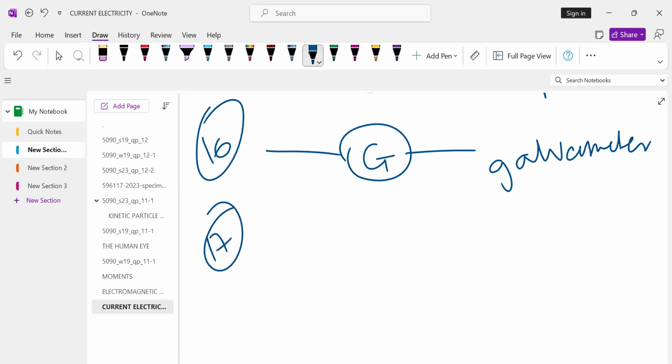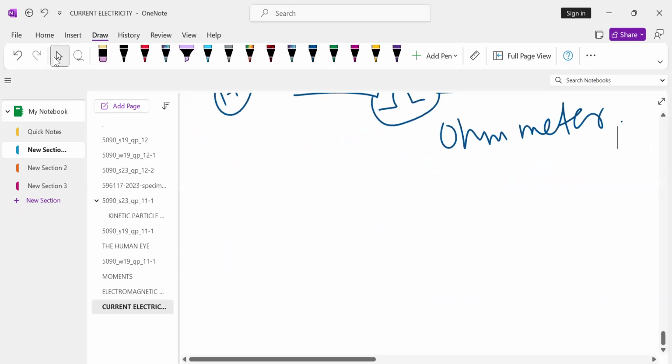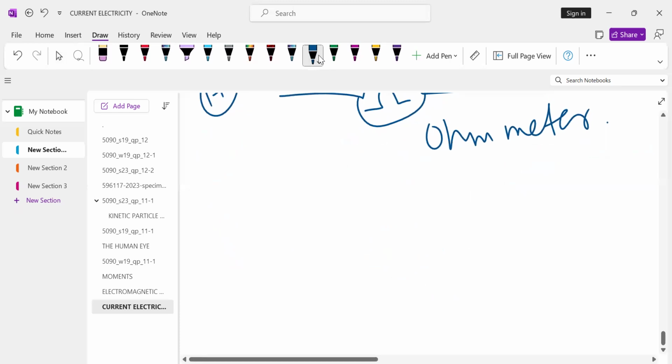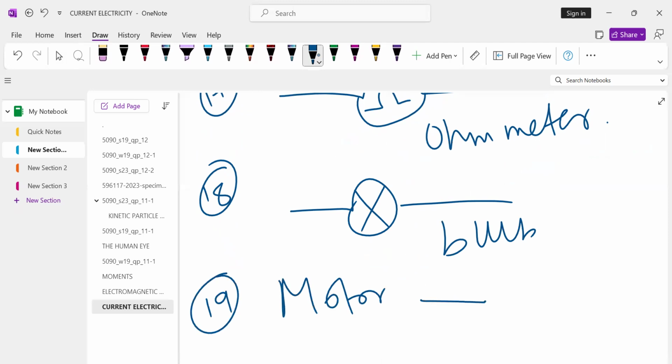Then the 17th symbol is an ohmmeter. So this is the sign of ohm. Then the 18th symbol is a bulb. So this is a bulb, a cross in the circle. Then the 19th symbol is a motor. It's M inside the circle. Let me draw it again.